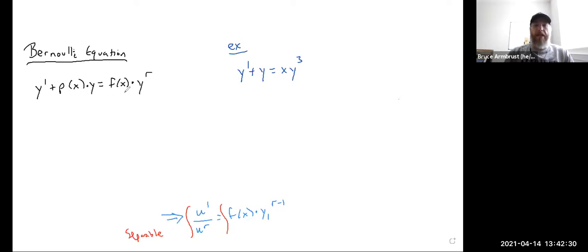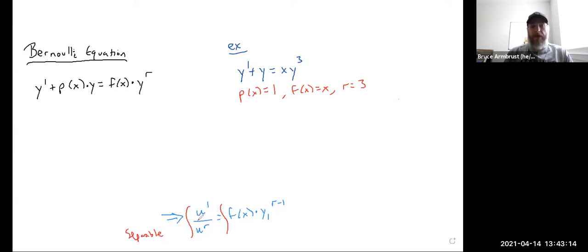You can look and see that this is definitely of the form, if we just translate here, p of x is 1, f of x is x, and r is 3. So you can read this as a Bernoulli equation. As it is, it's not separable, and it's not linear because of the y cubed, so we don't have a way of dealing with it. But luckily, we've got Bernoulli, and Bernoulli will help us here.